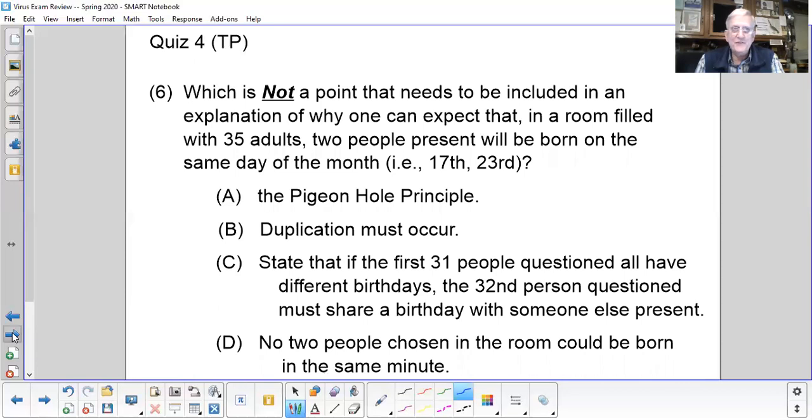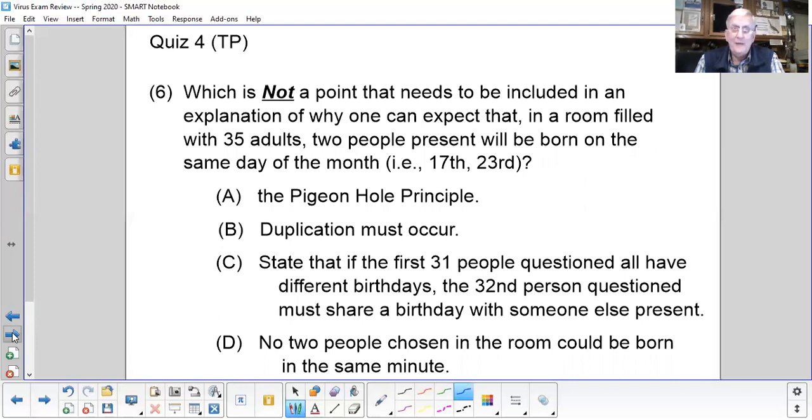Let's go to question 6, which is not a point that needs to be included in an explanation of why one can expect that in a room filled with 35 adults, 2 people present will be born on the same day of the month. In other words, the 17th or the 23rd.